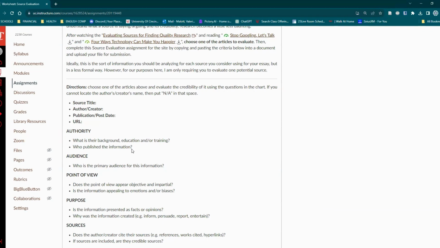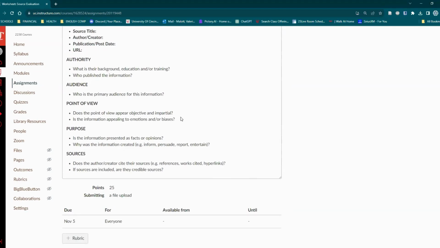Who published the information? That would be what publication it appeared in, New York Times or something else. Who is the primary audience? That's up to you to decide based on what you've read and where the article appeared. You can figure out who the primary audience might have been. The point of view: does it appear objective and impartial? Is the information appealing to the emotions or a certain type of bias?